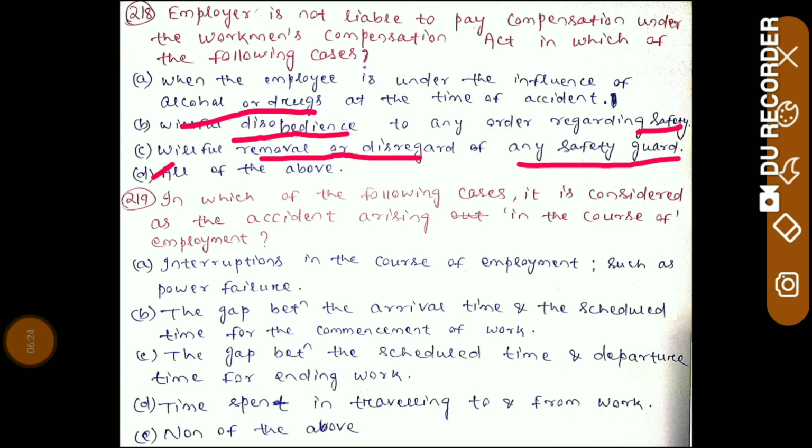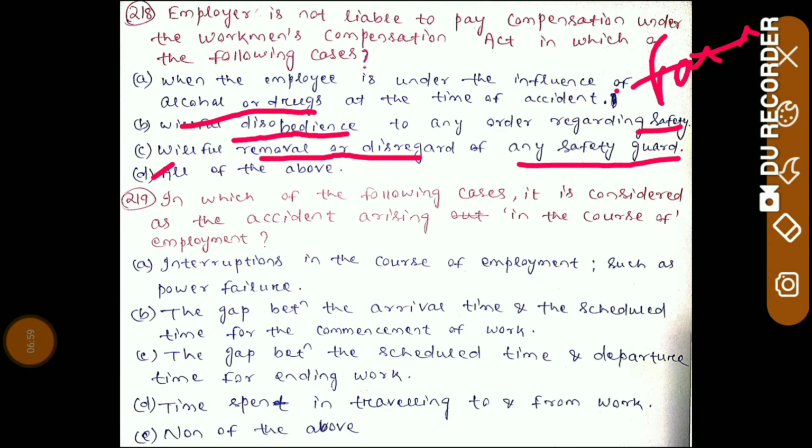But for your kind information, when the employee is under the influence of alcohol or drugs at the time of accident, this doesn't include fatal accidents. If a fatal accident occurs during the influence of alcohol or drugs, the employer is liable to pay compensation. But if no fatal accident occurred, then the employer is not liable. Then the next question, in which of the following cases is it considered as an accident arising in the course of employment?